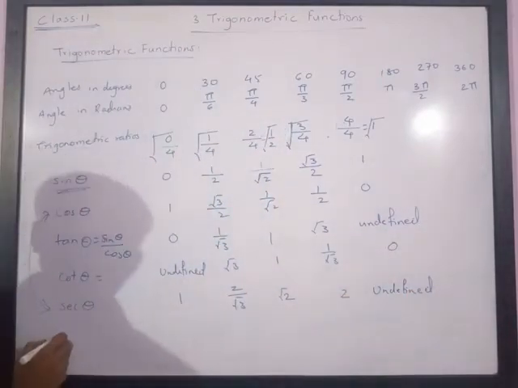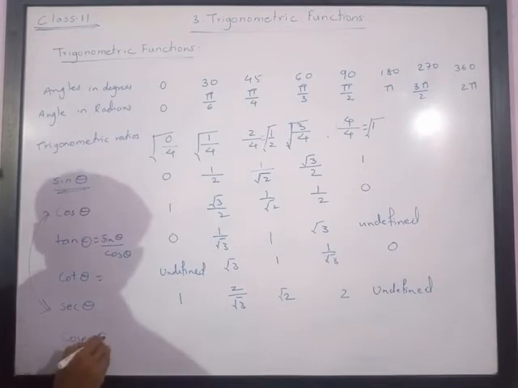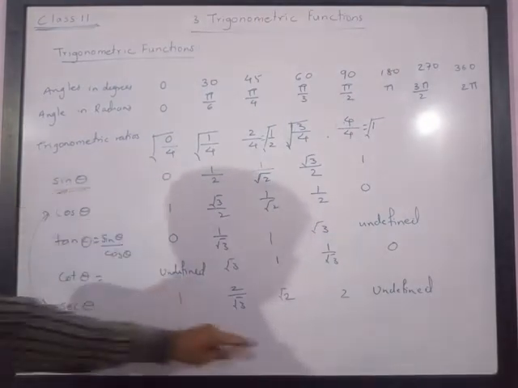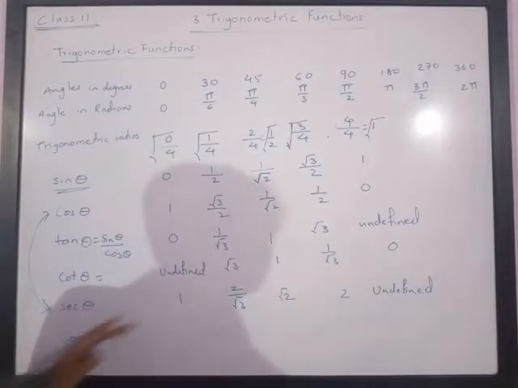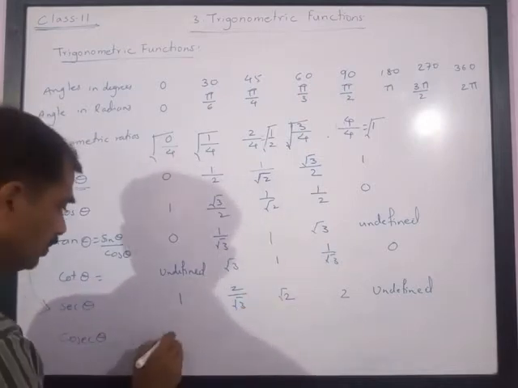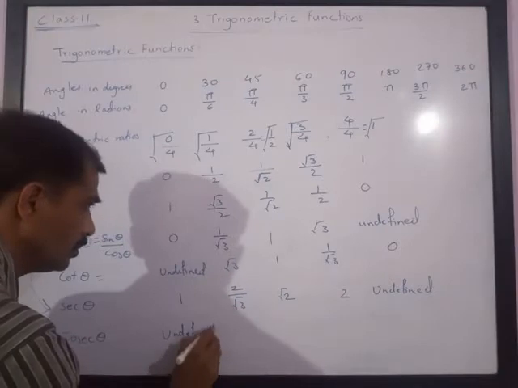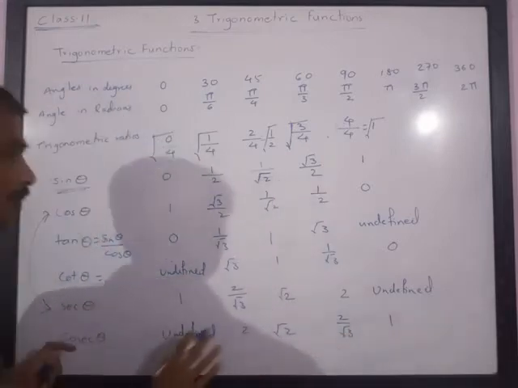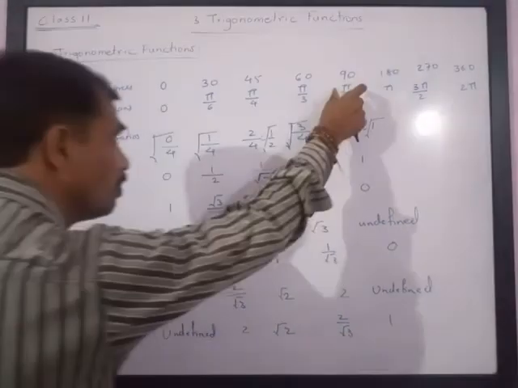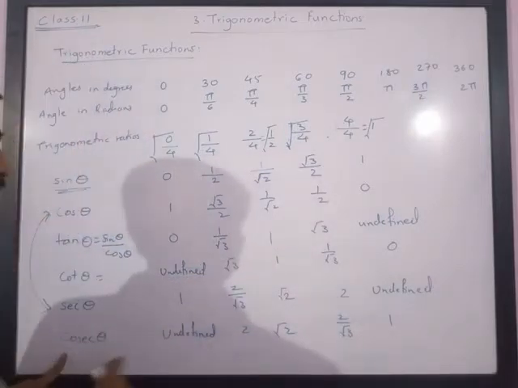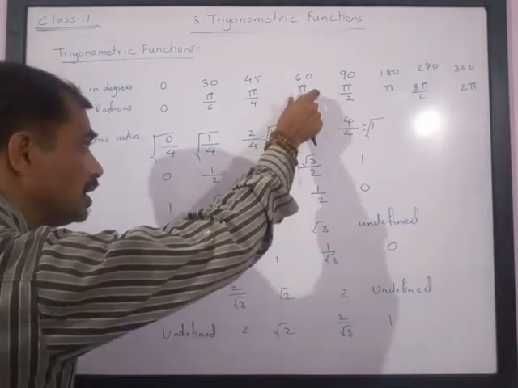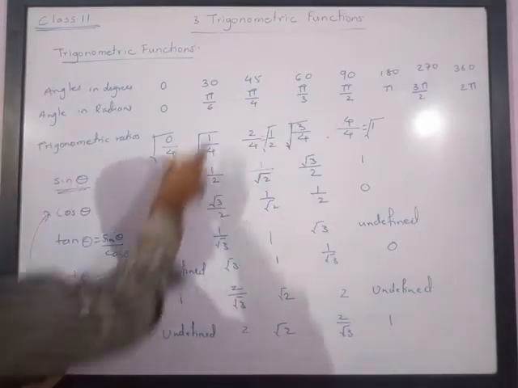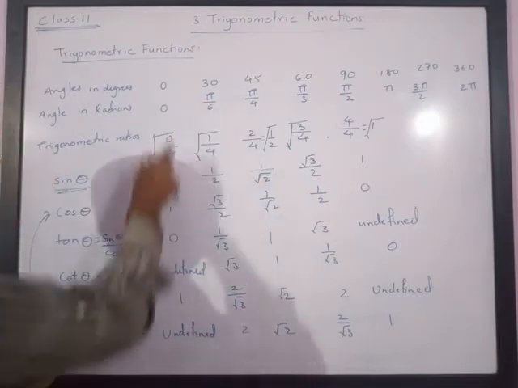Now lastly we have the cosec value, cosec theta. You can take the reciprocal of this, or you can write the sec theta values in reverse order. You will get undefined, then 2, root 2, 2 upon root 3 and 1. Please note, cosec of pi by 2 radians is 1. Cosec of pi by 3 radians is 2 upon root 3. Cosec of pi by 4 radians is root 2. Cosec of pi by 6 radians is 2. And cosec of 0 is undefined.